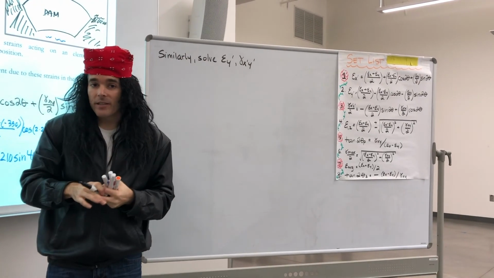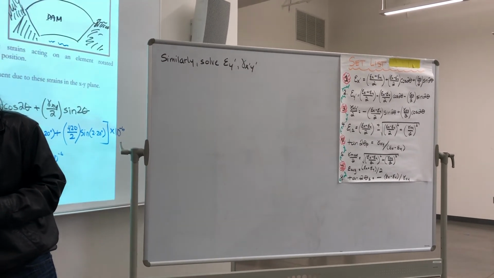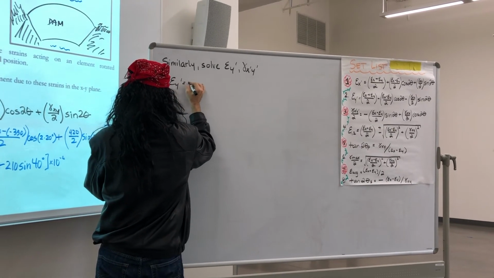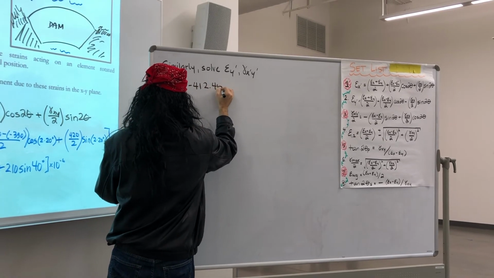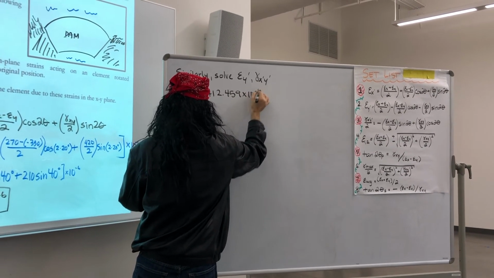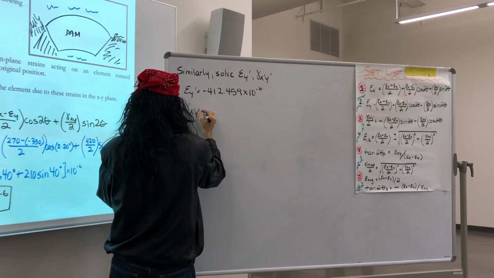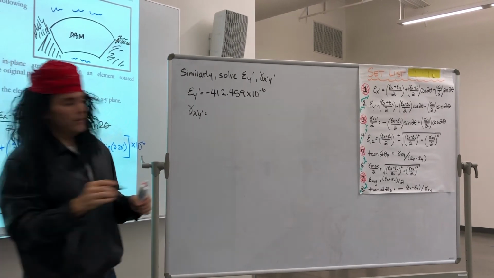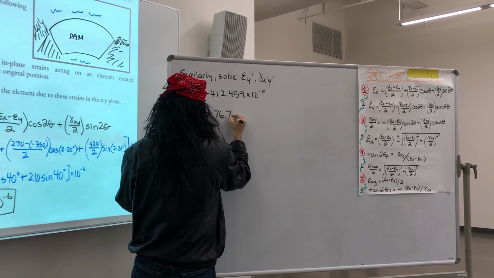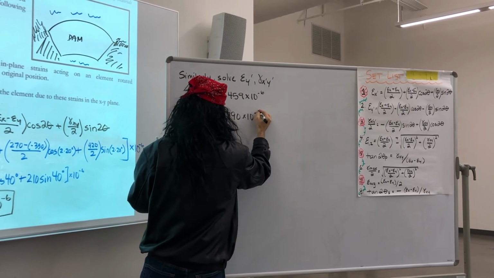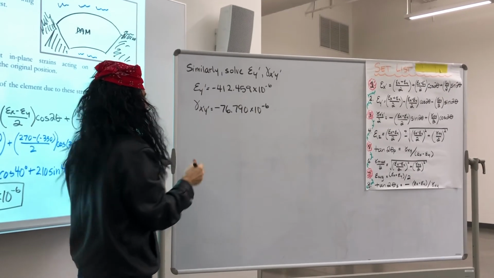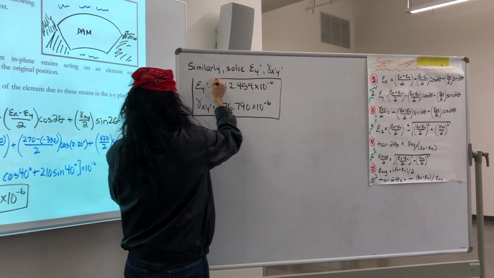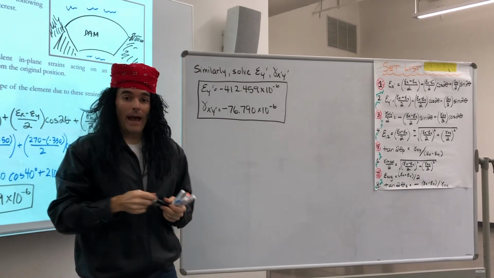And after you do that, you should get to the following answers. Epsilon y prime is a negative 412.459 times 10 to the minus 6. And gamma x prime y prime is equal to negative 76.790 times 10 to the minus 6. All of these are units of strain, so there are no units here. And we have our answers.